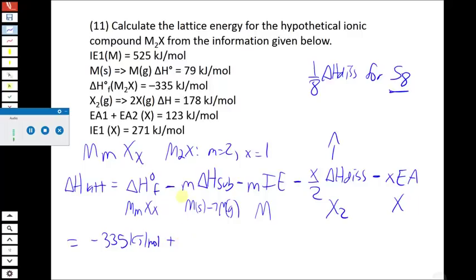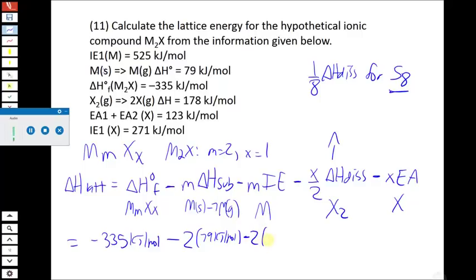And then we have a minus sign, minus m, which is 2, so there's two metals in the formula, times the sublimation enthalpy. Remember, sublimation is metal solid to metal gas. That's this term here, 79 kilojoules per mole, solid to gas. So we're going to take 2 times that number. Minus 2 times the ionization energy.